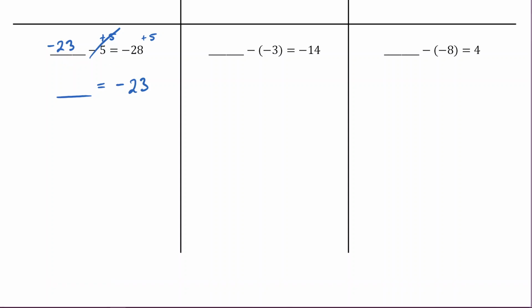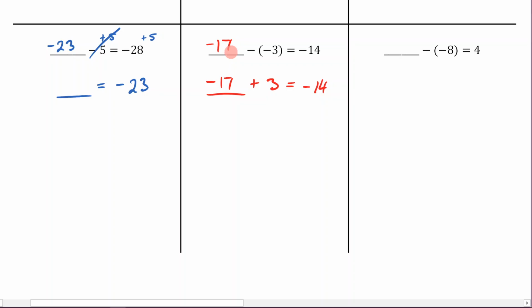Let's go to our next question here. The first thing I would actually do here is rewrite this. So this is something plus 3, because we know that minusing a negative is just the same as plussing, equals negative 14 here. And then we could look at this for a while and say, hey, I know what this is going to be. It's going to be negative 17. So that means my answer is negative 17 here.